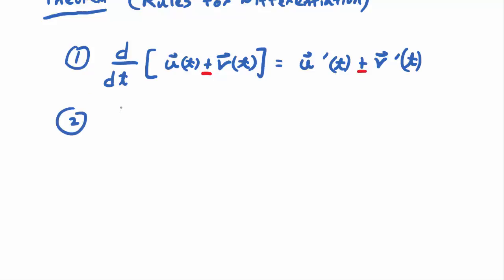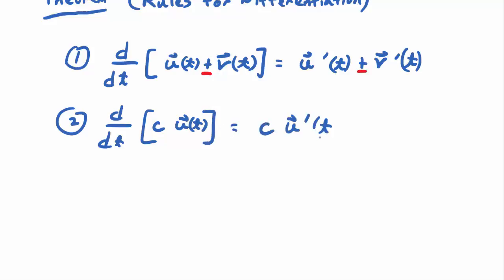What about for a constant? d/dt of some constant c times u of t, let's say. What do you think we can do with that constant? Take it out. So that's the same as c times u prime of t, where u of t is a vector valued function.